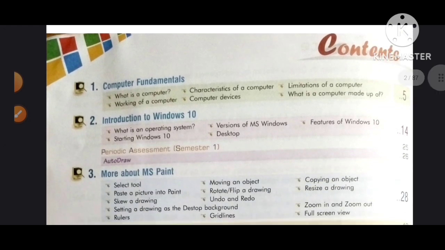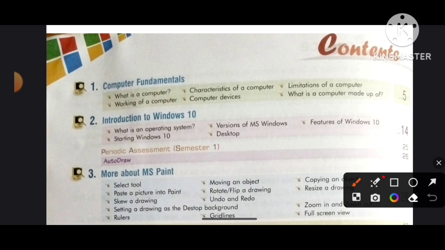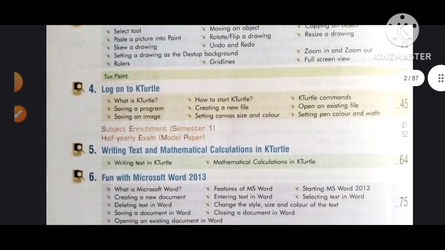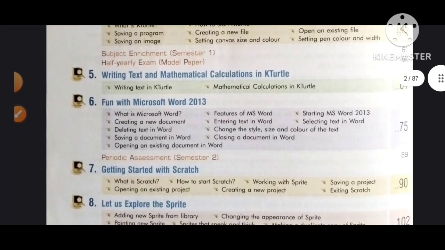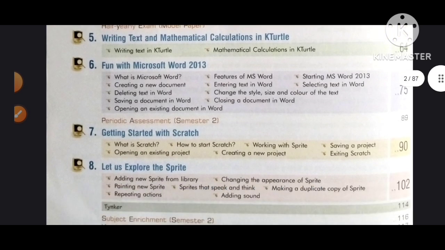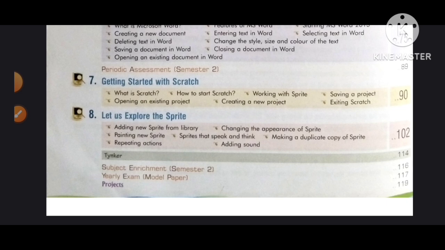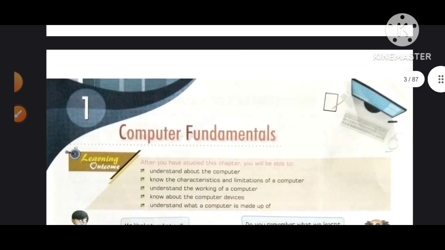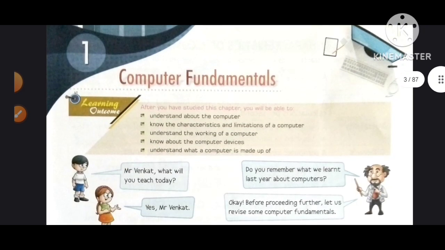We will cover here chapter 1 computer fundamentals, chapter 2 introduction to Windows 10, chapter 3 more about MS Paint. Then we will cover chapter 4 log on to KTurtle, chapter 5 writing text and mathematical calculation, chapter 6 fun with Microsoft Word 2013, chapter 7 getting started with Scratch, and chapter 8 let us explore the script. Okay, so in this course we will cover 8 chapters. Without any delay we will start our chapter 1.